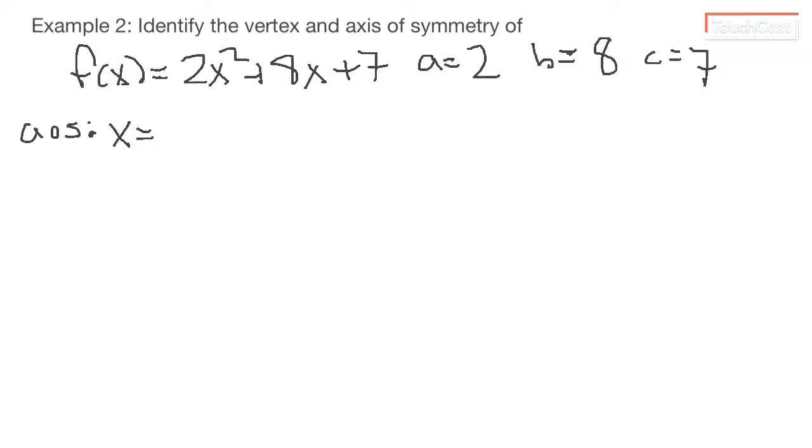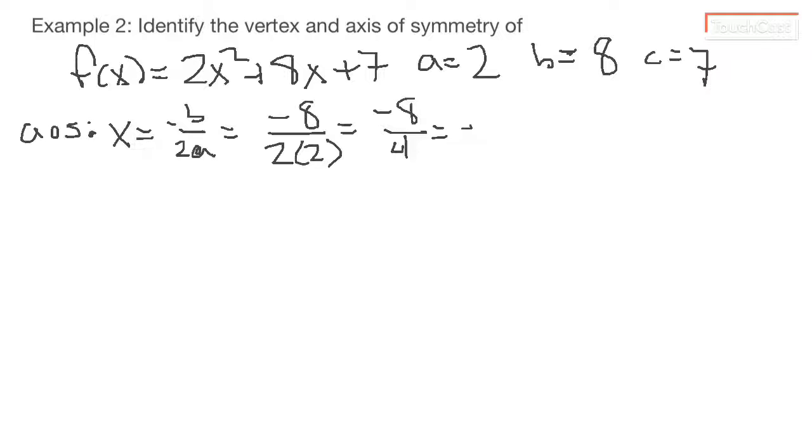So our axis of symmetry is always found by taking negative b and dividing it by 2 times a. So in this case, we're going to take negative 8 and we're going to divide it by 2 times 2. Well, 2 times 2 is 4. Negative 8 divided by 4 is negative 2. So our axis of symmetry is the line x equals negative 2. And that's one part of what they asked us to do.